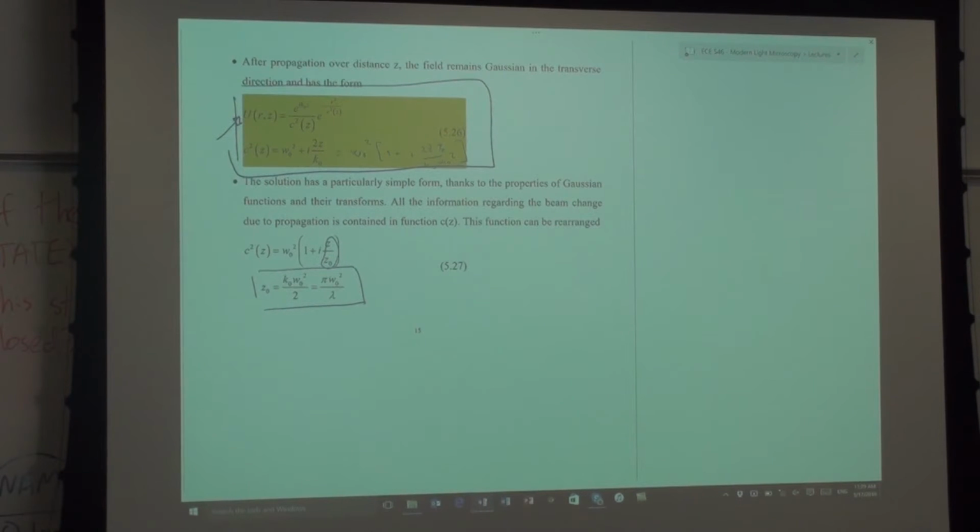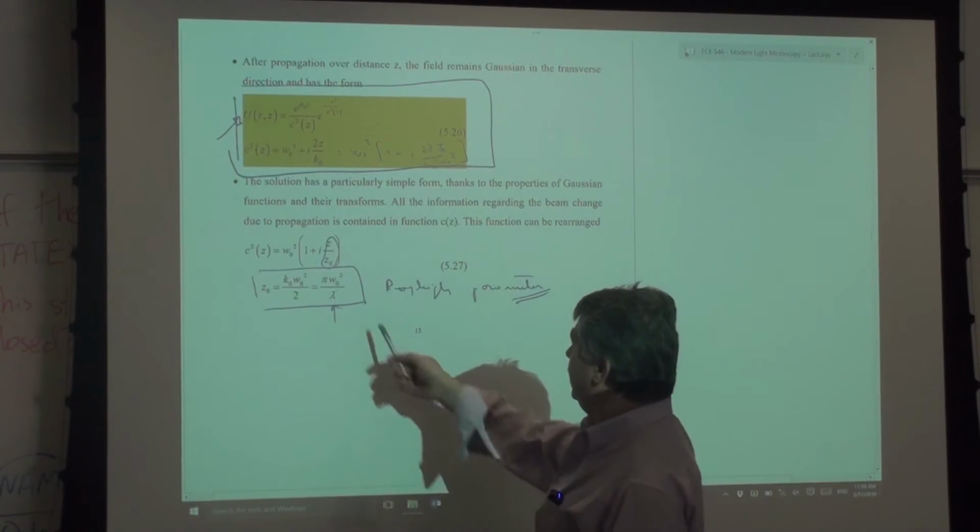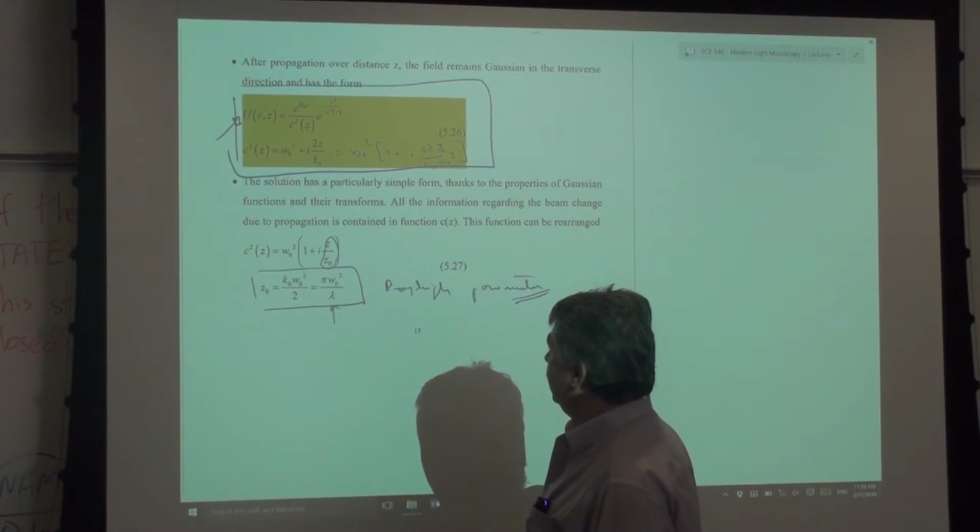So this is called the Rayleigh parameter. And it has a very interesting explanation too. Or another interpretation that I like. I kind of like it.